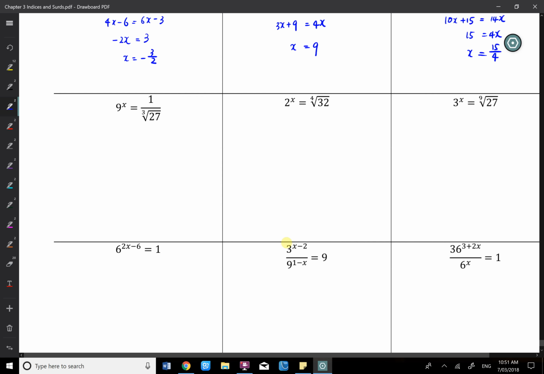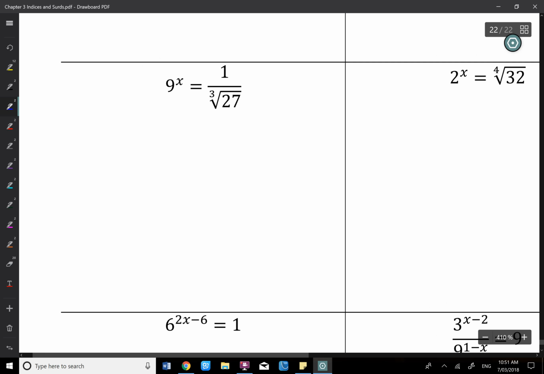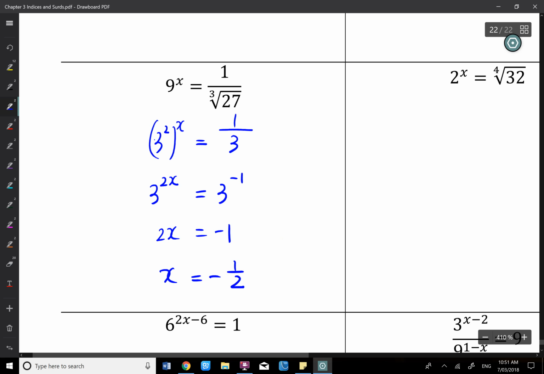Okay, next line. Well, this one is 9. Well, 9 is 3 to the power of 2, and then x, and then we can see root 27. Cube root 27 is just a 3. 3 times 3 times 3 give you 27. So we have 3 to the power of 2x equals to 3 to the power of negative 1. So 2x equals to negative 1 and x equals to negative a half.